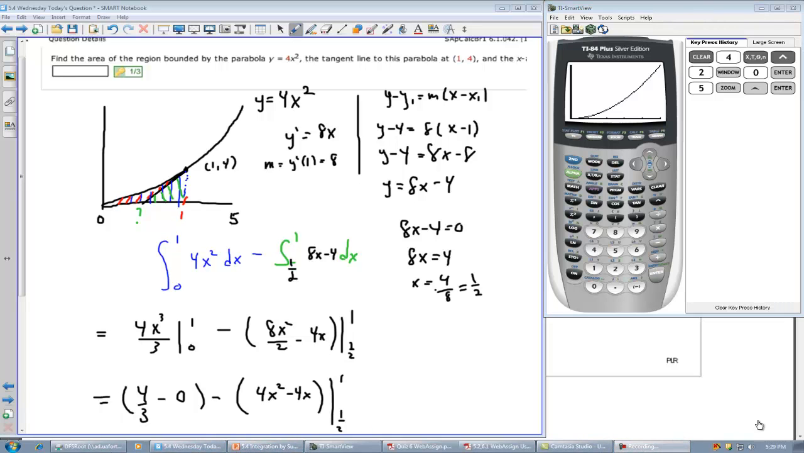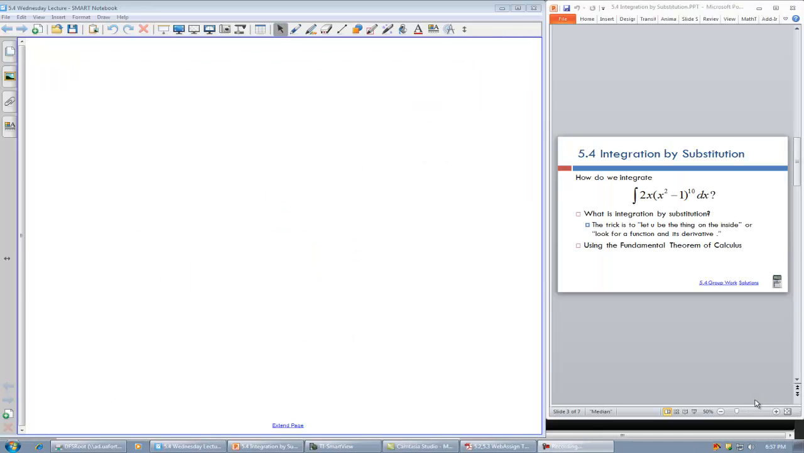Alright, so today's lecture, what we want to talk about is a type of integration technique, which is called integration by substitution. So if you look on the slide on the right, what it says is how do we integrate this thing? Right, so how are we going to integrate 2x times the quantity x squared minus 1 to the 10th power dx? And the idea is we're going to make a substitution that's going to turn it into one of our four types. So let me remind you what are our four types.